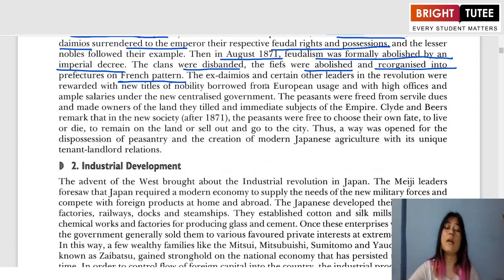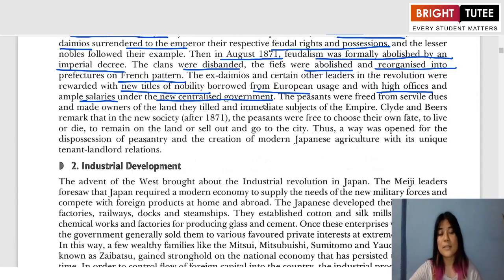Now these feudal lords and rich landlords, because they gave up their position and their feudal rights and possessions, were rewarded with new titles of nobility. These titles were borrowed by the Japanese emperor from Europe, and they were used to provide new titles to the nobles, to the ex-feudal lords. These ex-feudal lords were also given high offices. They were given positions in the administration with high salaries under the new centralized government.